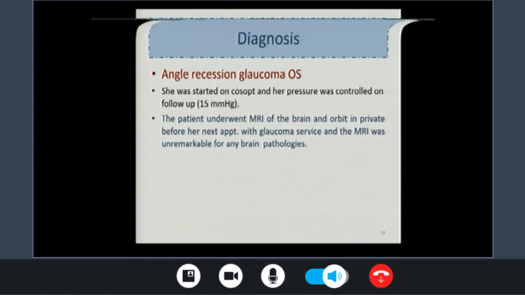Was it an ophthalmologist who advised her, or a non-ophthalmologist? An ophthalmologist. And she actually paid for it from her own pocket. She has no insurance, and she came back within less than a week to the clinic of Prof. Issam with the MRI report stating that the MRI is unremarkable for any brain pathologies.